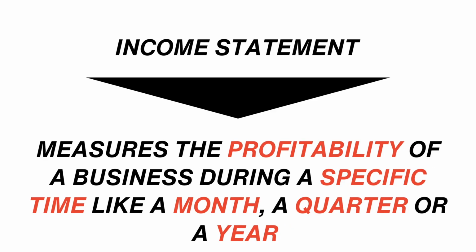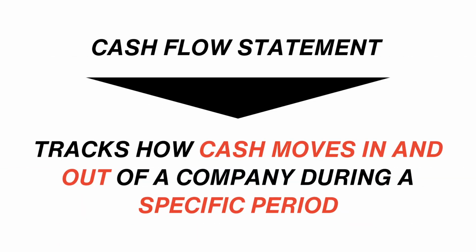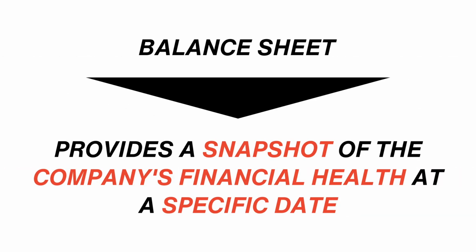The balance sheet is one of the key 3 financial reports, along with the income statement and the cash flow statement. The income statement measures the profitability of a business during a specific time, like a month, a quarter, or a year. The cash flow statement tracks how cash moves in and out of a company during a specific period. The balance sheet provides you a snapshot of the company's financial health at a specific date.